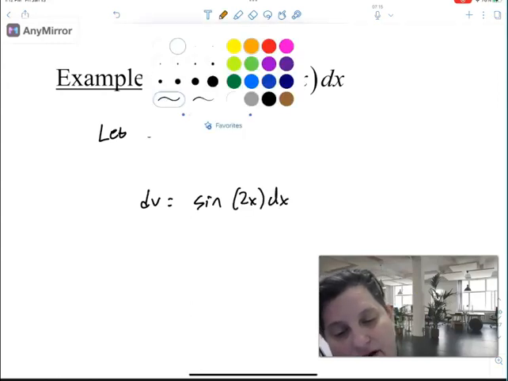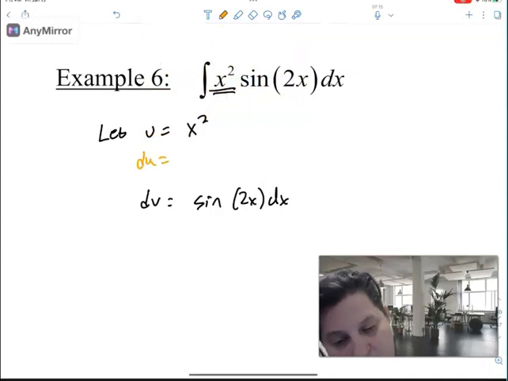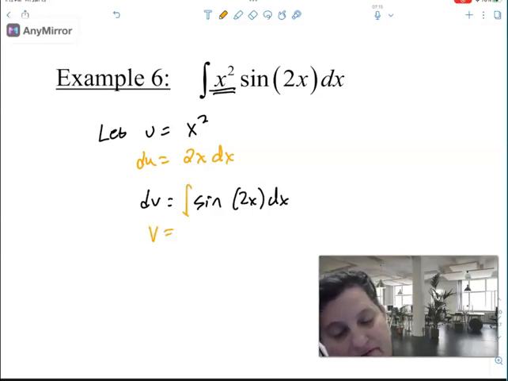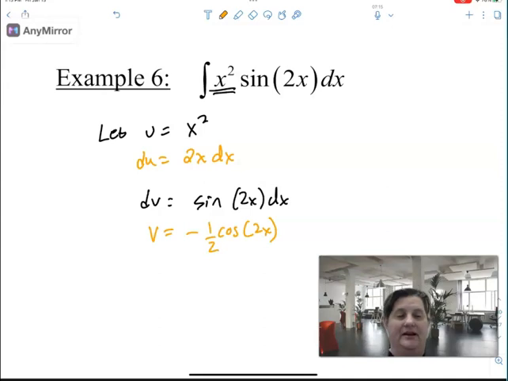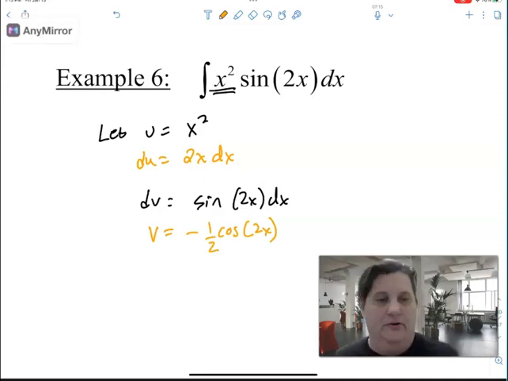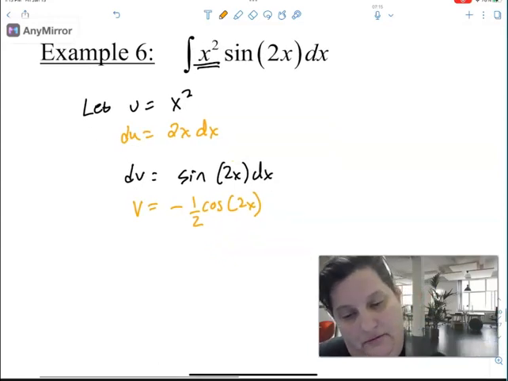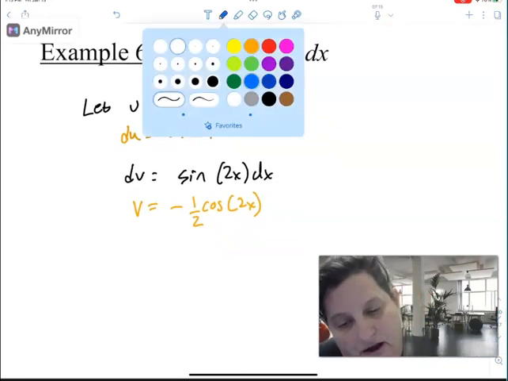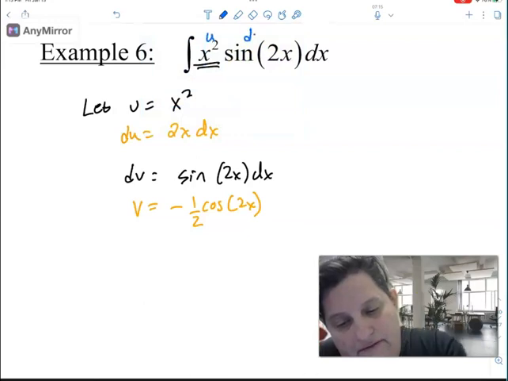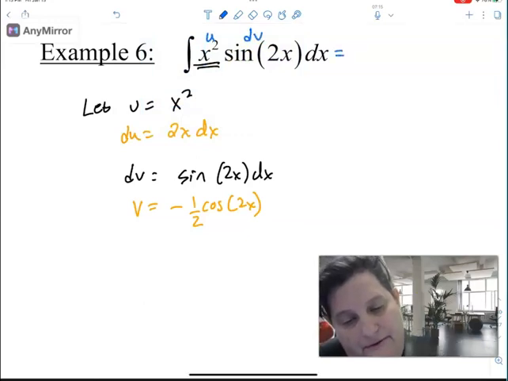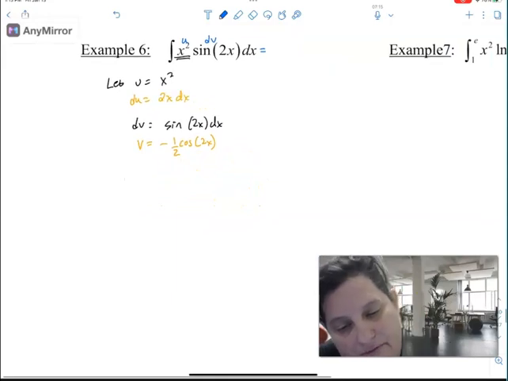And then we're going to go find our du. The derivative of x squared is 2x dx. And then I'm going to integrate this to go backwards to v. And the integral of sine is negative cosine, and I have to put a 1/2 because of reverse chain rule. Okay, instead of multiplying by 2 and dividing by 2. Whew. All right, here we go. So the integral of u dv equals, gosh, let me, yeah, I have room.